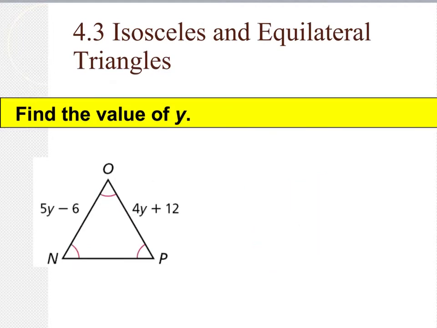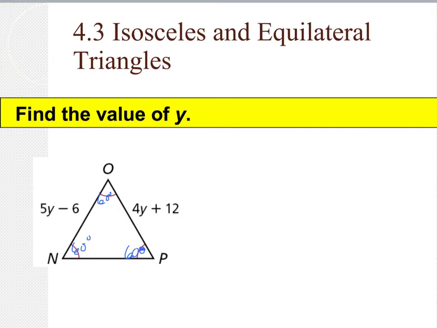Last one. Find the value of y. Now, we know angle O, angle N, and angle P are all congruent to each other. What does that tell me? Well, that tells me that each angle measure is 60 degrees. Again, we know 60 degrees. Now, we have two equations here. That's not 60, that looks like 600. That is a degree symbol.